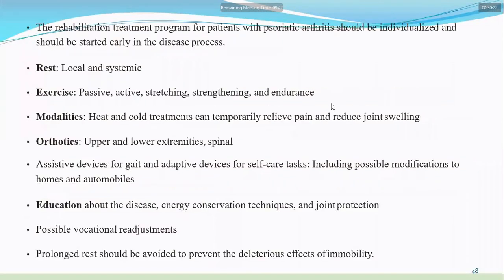Now the rehabilitation programs: we have rest, exercise, modalities like heat and cold treatment, orthotics for upper and lower extremities, assistive devices for gait, and education about the disease. Also joint protection, and the patient will be counseled about prolonged rest, that is harmful in this kind of disease. So there should be regular activity.